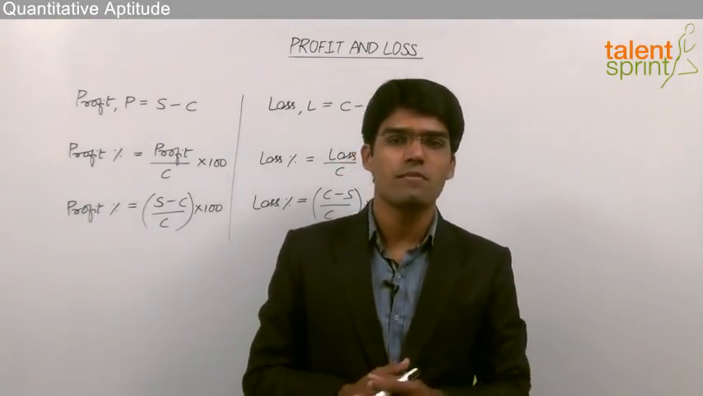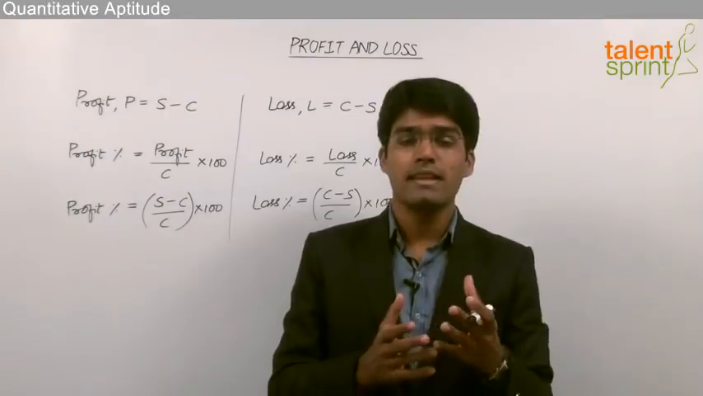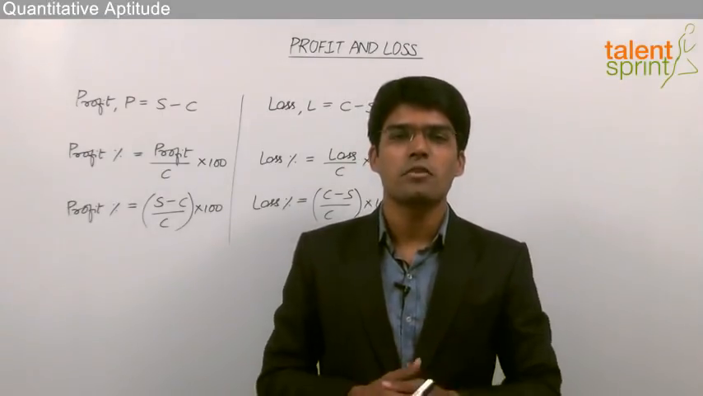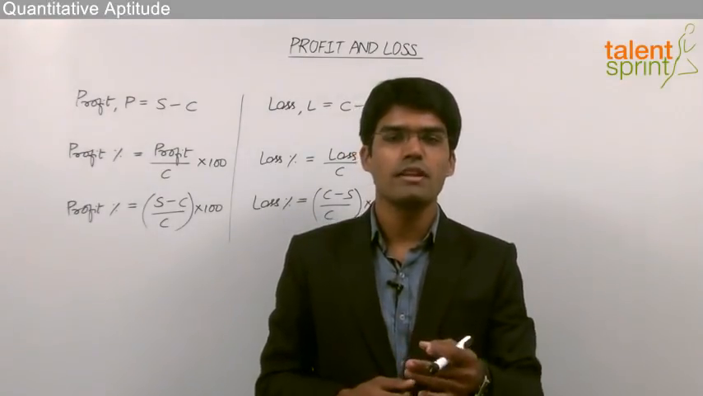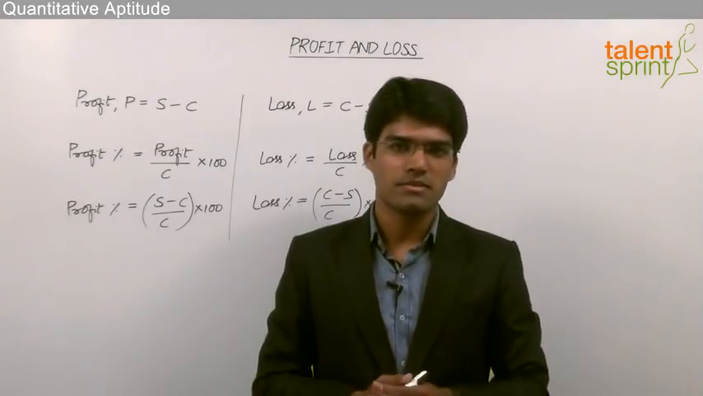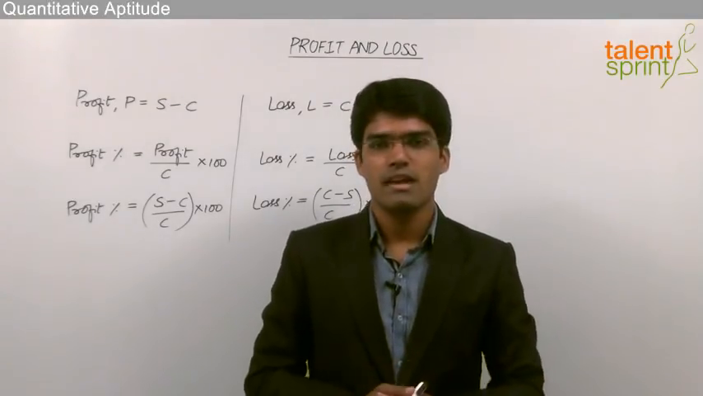And B, who has made a profit of 100 rupees, for him the case may be that he has bought an article for 4,000 rupees and he has sold it for 4,100 rupees. So that's how he makes a profit of 100 rupees.